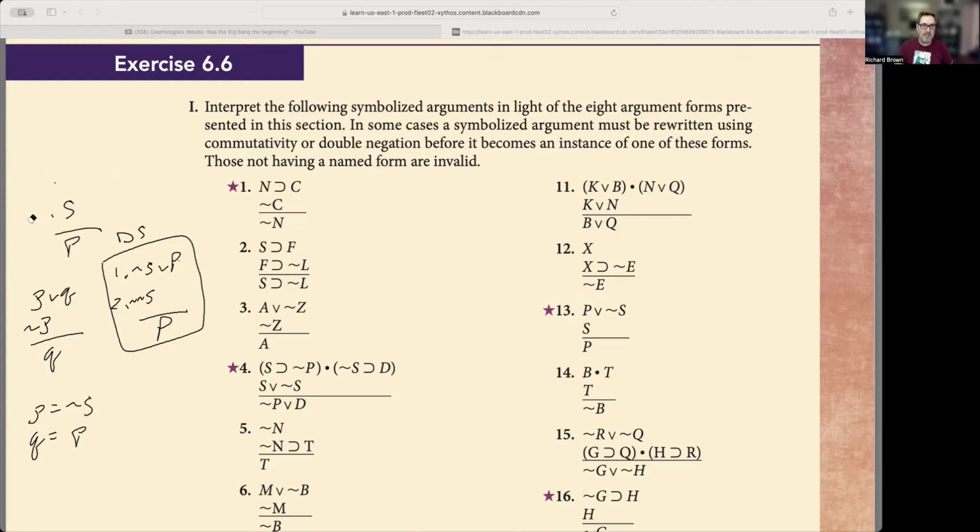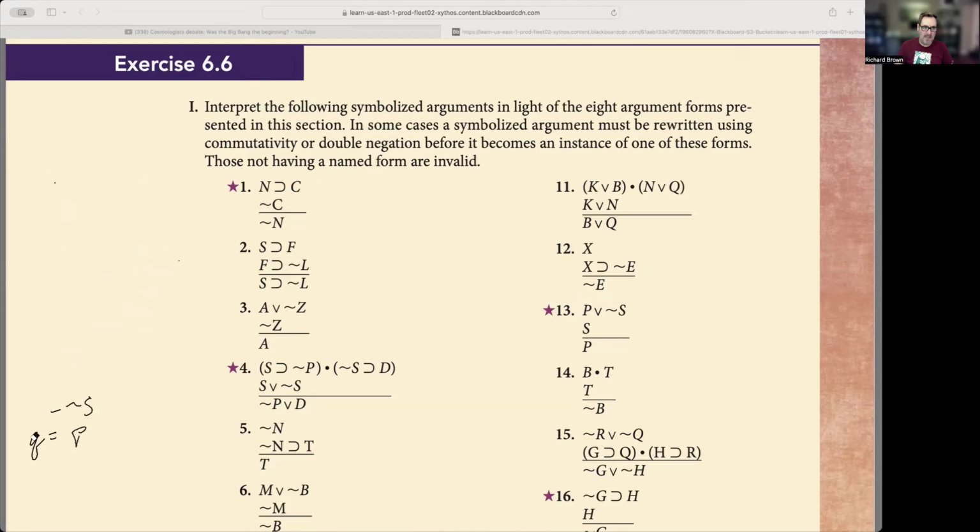So let's go back and look at these things starting from the beginning. So this first one says N horseshoe C. The second premise is tilde C. The conclusion is tilde N.